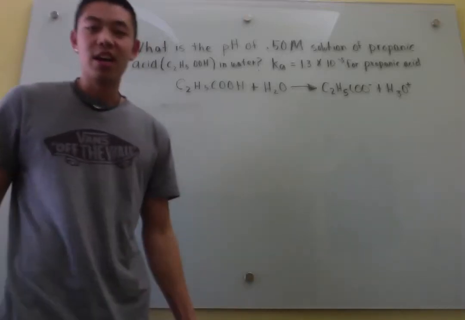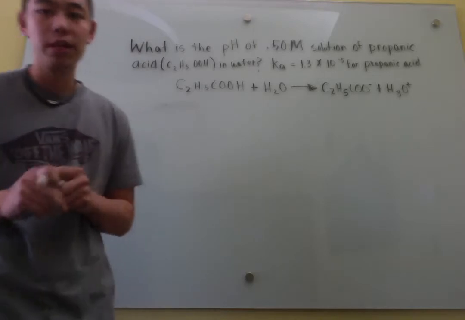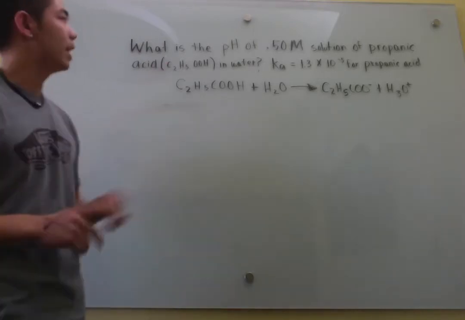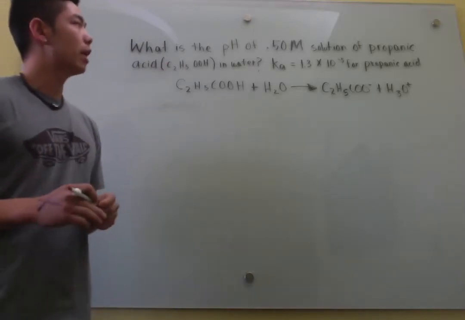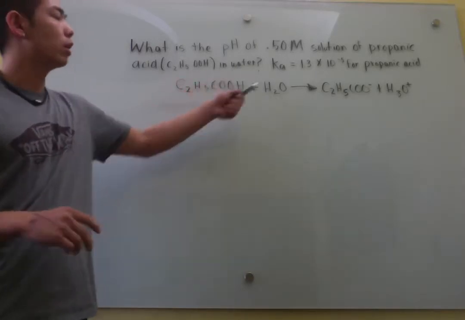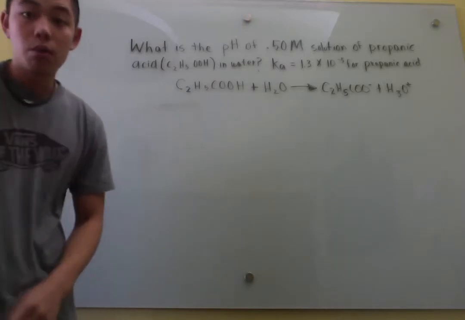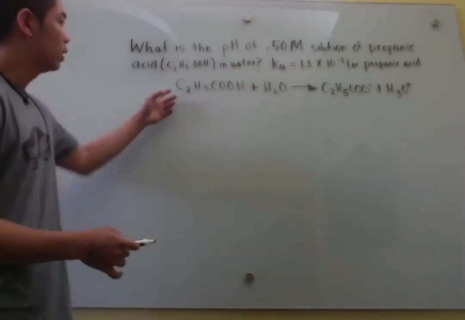Alrighty, so this is question number 2 from the Chem 113 exam number 3, and it's asking what is the pH of a 0.50 molarity solution of propanoic acid, C2H5COOH, in water. The Ka value is 1.3 times 10 to the negative fifth. And so what we're going to want to do here is set up an equation right here.